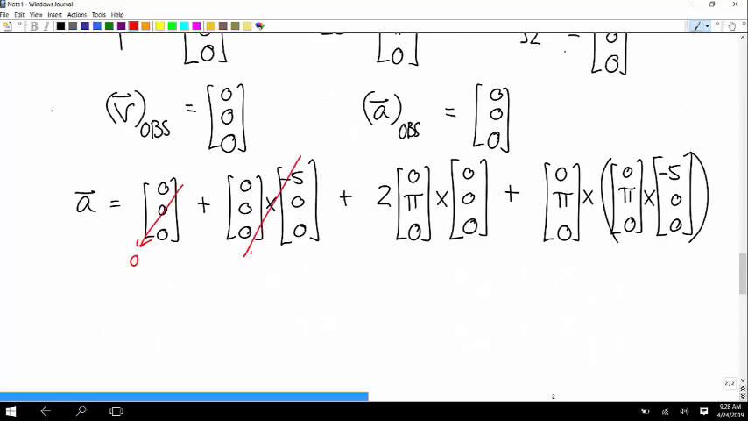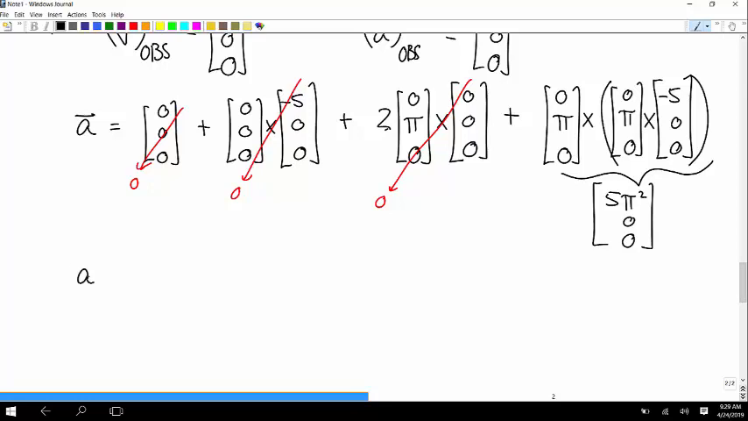This goes away, this goes away, this goes away. And what we're left with now is just that unobserved centripetal acceleration. Mathematically, that term is the same as the last term of the watermelon equation, but it means something different here. And so we get 5 pi squared, 0, 0. Even though the camera itself now doesn't see any motion at all.